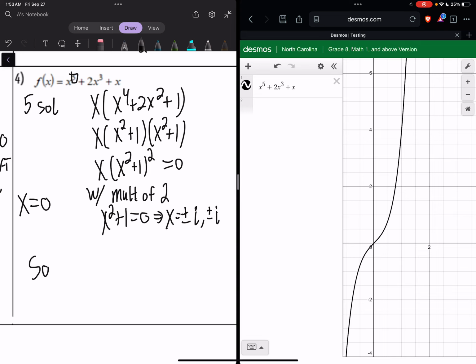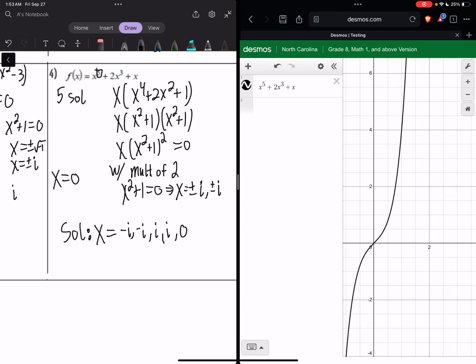What are my solutions? X is equal to negative i, positive i, positive i, 0. Finished.